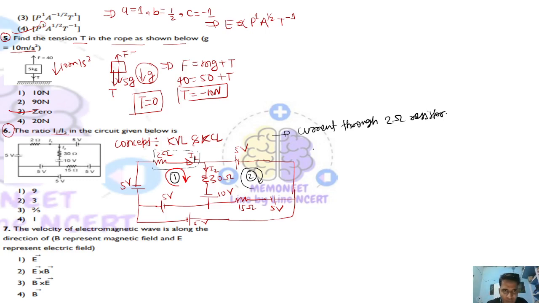Now if we solve it out, we can easily get the value of the current through the 2 ohm resistor. When you solve it, your current I1 will come to be 7.5 ampere. You can easily do it, I have done it already. You can start from here, take points B, C, and D, and this is E, and this is F. You can do it out.